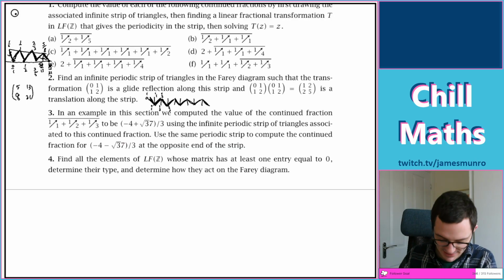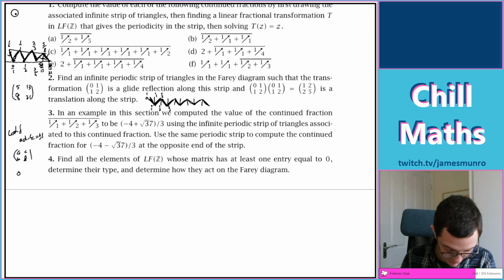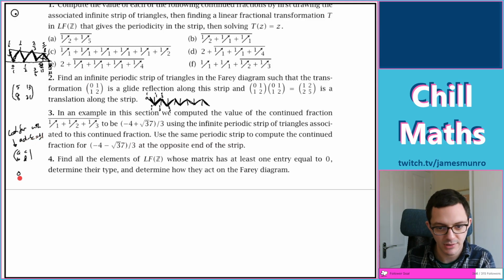Let's have a quick shot at it. So if it's this, at least one entry equal to 0. So we're looking for A, B, C, D, such that AD minus BC is plus or minus 1. Look for this with AD minus BC is plus or minus 1, and with at least one of them 0.